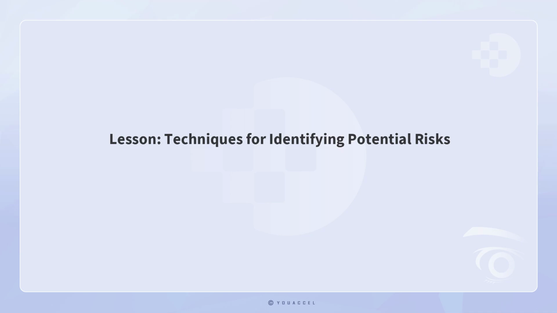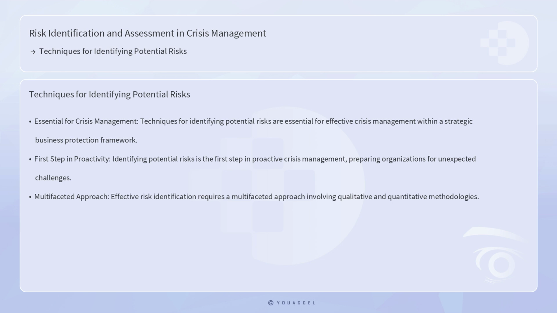Lesson: Techniques for identifying potential risks. Techniques for identifying potential risks are essential for effective crisis management within a strategic business protection framework. Identifying potential risks is the first step in proactive crisis management, helping organizations prepare for, mitigate, and navigate through unexpected challenges. Effective risk identification requires a multifaceted approach involving various techniques that draw from both qualitative and quantitative methodologies, ensuring a comprehensive understanding of potential threats.